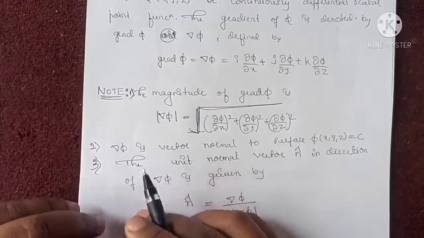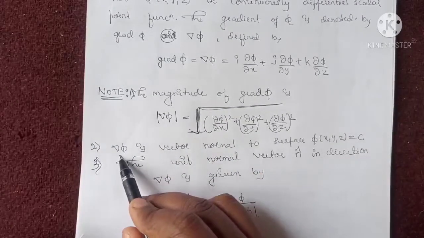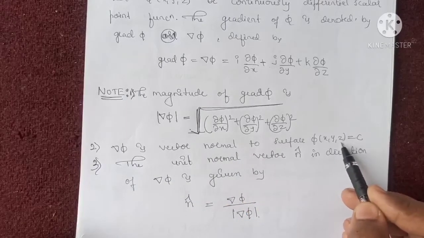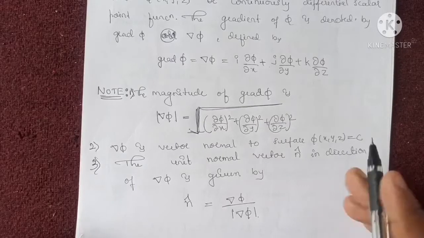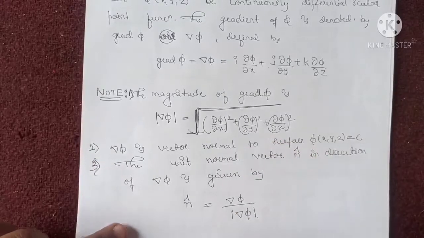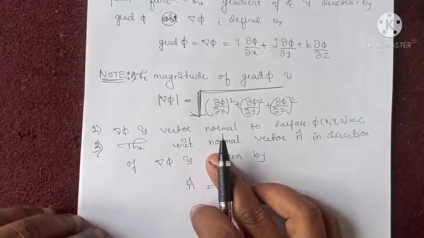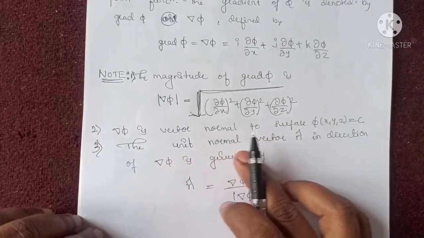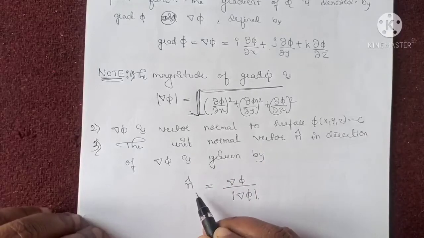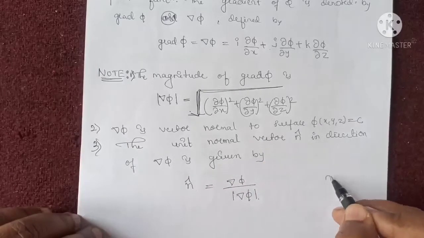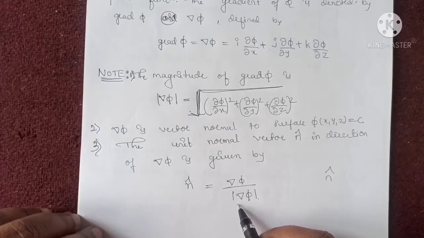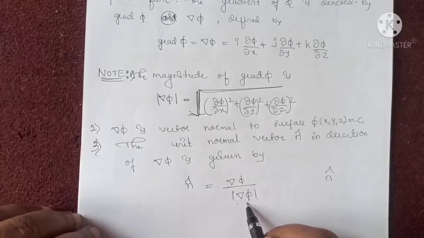The geometrical meaning of del phi is a vector normal to the surface phi of x, y, z equals c. So geometrically it is a vector normal to the surface phi. Next, the third point: the unit normal vector n cap in the direction of del phi is given by n cap equals del phi divided by modulus of del phi, or magnitude of del phi.